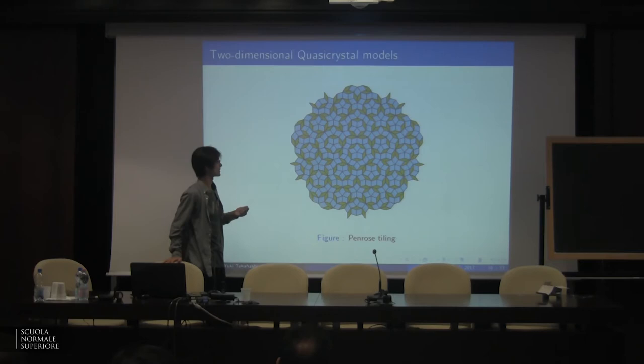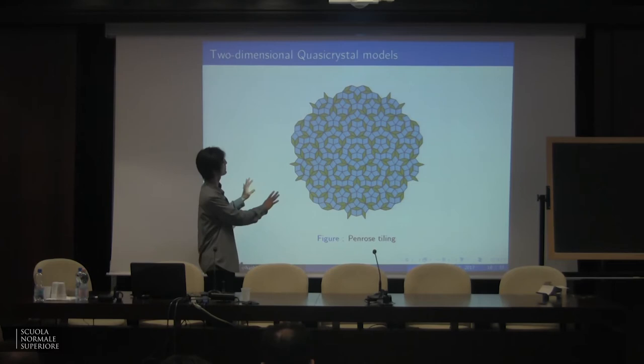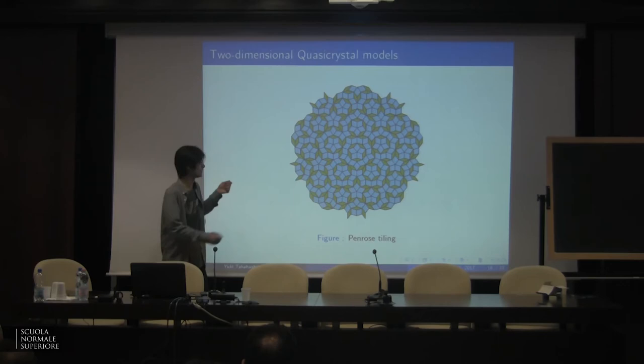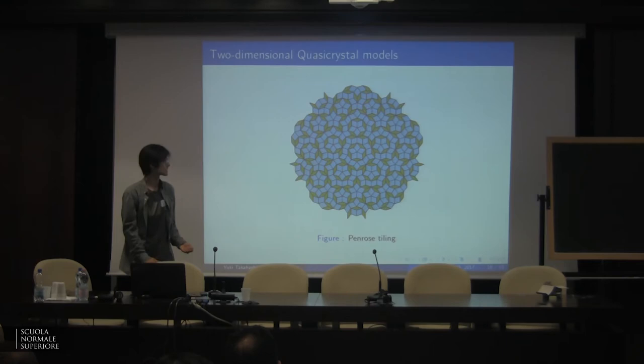Mathematicians' or physicists' job is to analyze that. First, we need a model, and this is one model of a two-dimensional quasicrystal. It's called a tiling. It can be created by a deterministic rule, and it's aperiodic. It is deterministic, and it has order, but it never has translation symmetry. So no matter how you shift it, it never coincides.